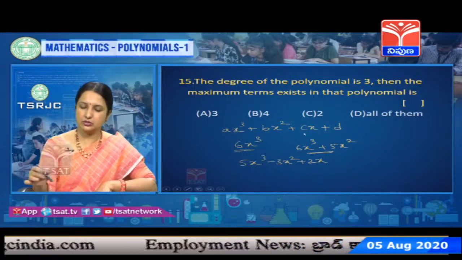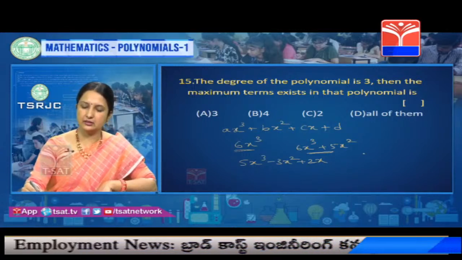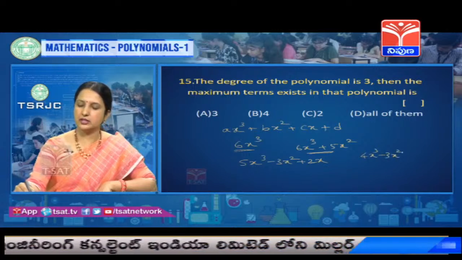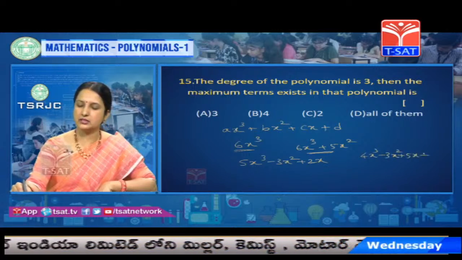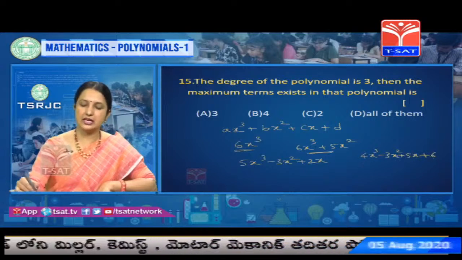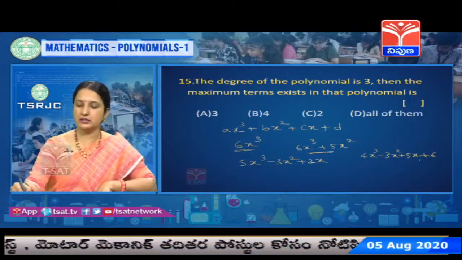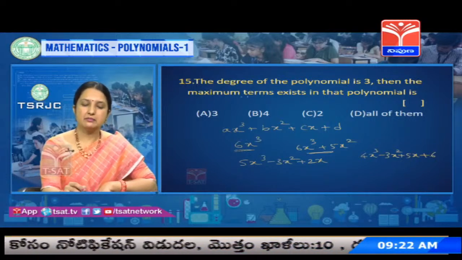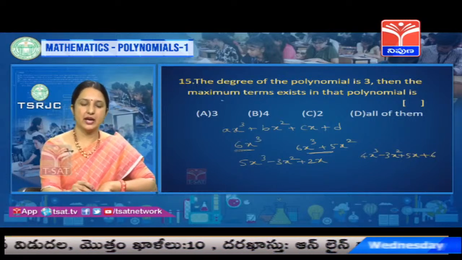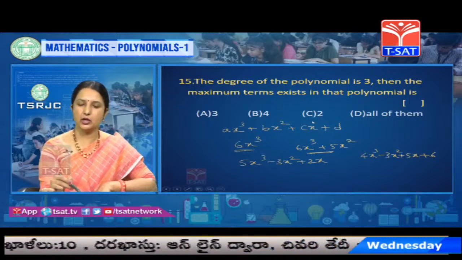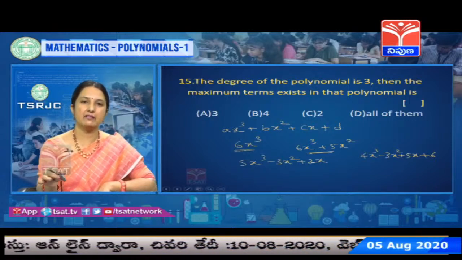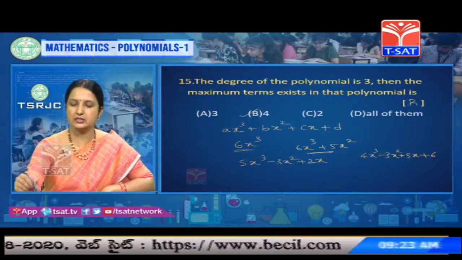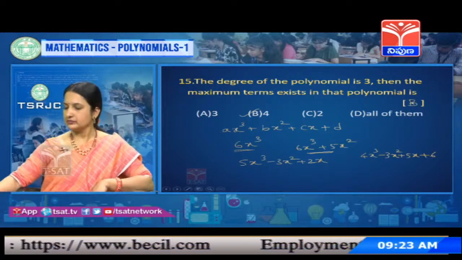And when it comes to here, see like that, 4x³ minus 3x² plus 5x plus 6. Here also, this is also a cubic polynomial, but it contains 4 terms. So maximum terms exist. Maximum how many can we get in that polynomial? For degree 3, we can get 4 terms. So option B is the correct one.